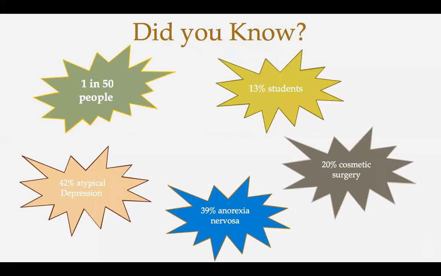The incidences include, according to a few of the findings, 1 in 50 people being affected with body dysmorphic disorder, and about 13% among the adolescent or student group. 42% of this disorder is seen with atypical depression, and they also end up having anorexia nervosa, about 39%, and most of these people end up undergoing cosmetic surgery, which is about 20%.